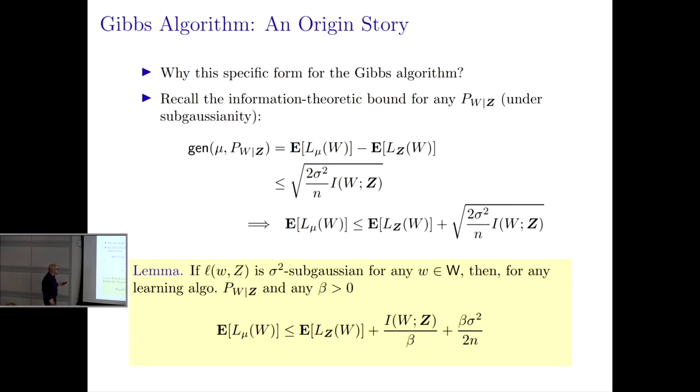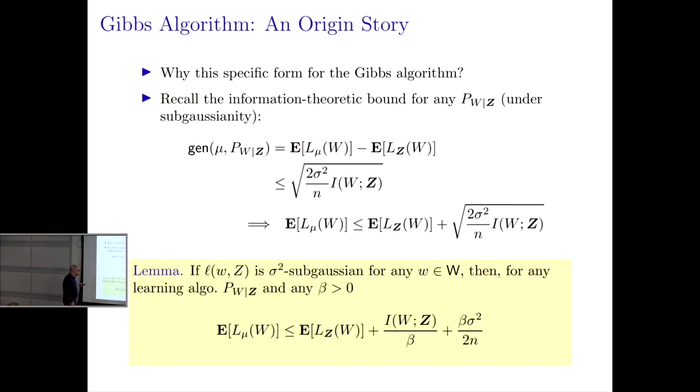So let's just look at any algorithm. Under sub-Gaussianity, the generalization error is the difference of this expected value and this expected value. And we know that this difference is upper bounded by this quantity involving sigma squared, n, and mutual information here.